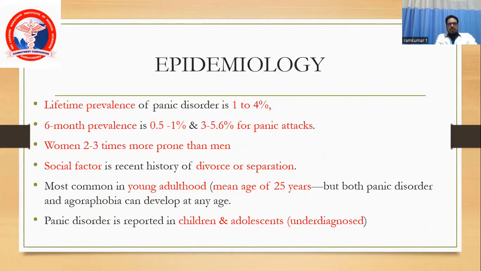Epidemiology. Lifetime prevalence of panic disorder is 1 to 4%. Six-month prevalence is 0.1 to 1% for panic disorder and 3.1 to 6% for panic attacks. Women are 2 to 3 times more prone than men. A social factor is recent history of divorce or separation. It is most common in young adults, with a mean age of 25 years, but both panic disorder and agoraphobia can develop at any age. Panic disorder is reported in children and adolescents.